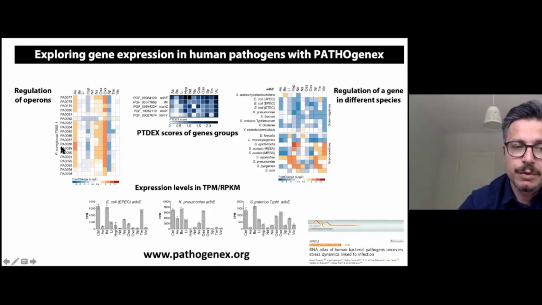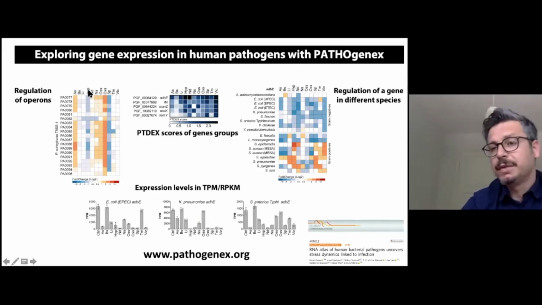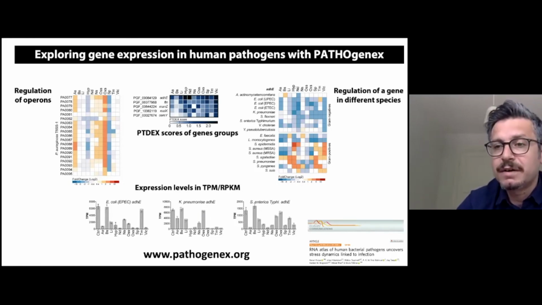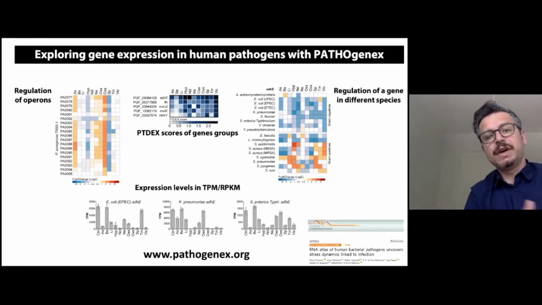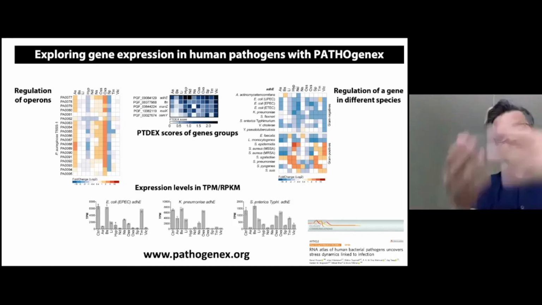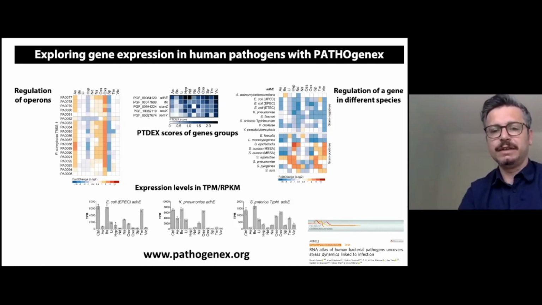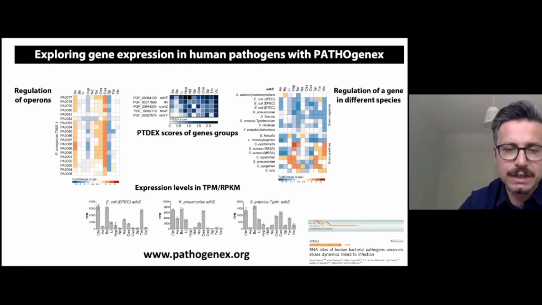For example, here I put the type 6 secretion 1 operon in Pseudomonas aeruginosa. You can see that it could be induced in oxidative stress, acidic stress, and inhibited in stationary phase and hypoxia. You can look for the gene groups, how the gene groups are regulated in different stress conditions, and then you can go directly from the gene groups to the genes themselves, from different species, and see how they are regulated under those conditions. And of course, you can get the expression levels also.